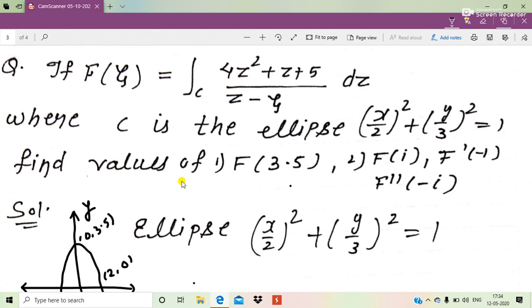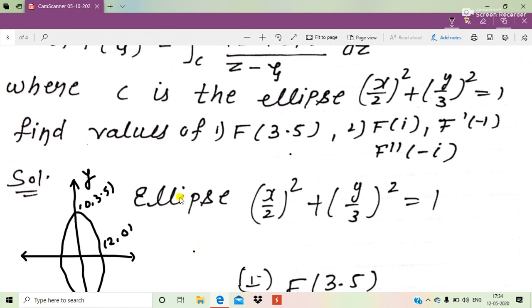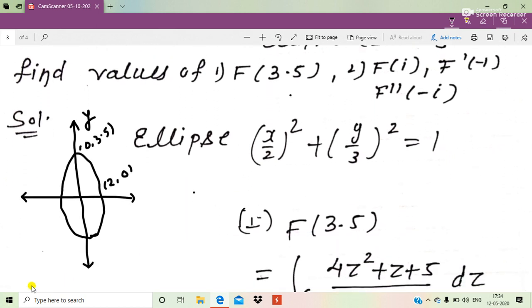Then we have to find out the value of f of 3.5, and then next we have to find out the values of f of i, f dash of minus 1 and f double dash of minus i. So first we analyze the curve. Since the equation of the curve is (x by 2) whole square plus (y by 3) whole square is equal to 1, as we can see in the figure, this is the ellipse.